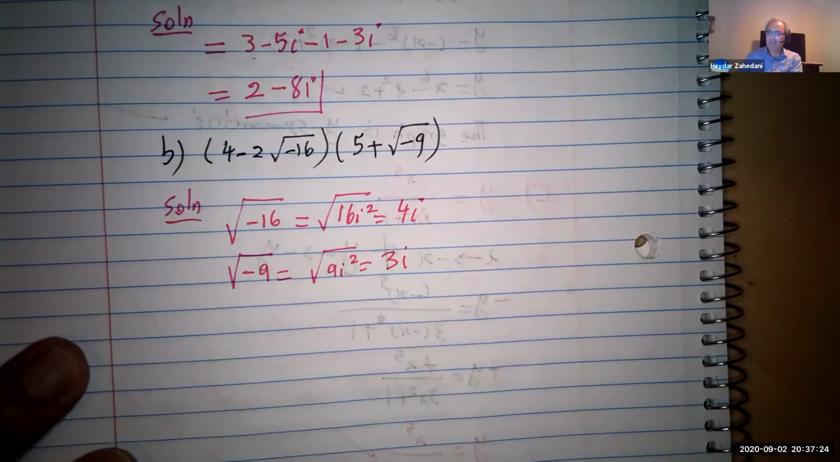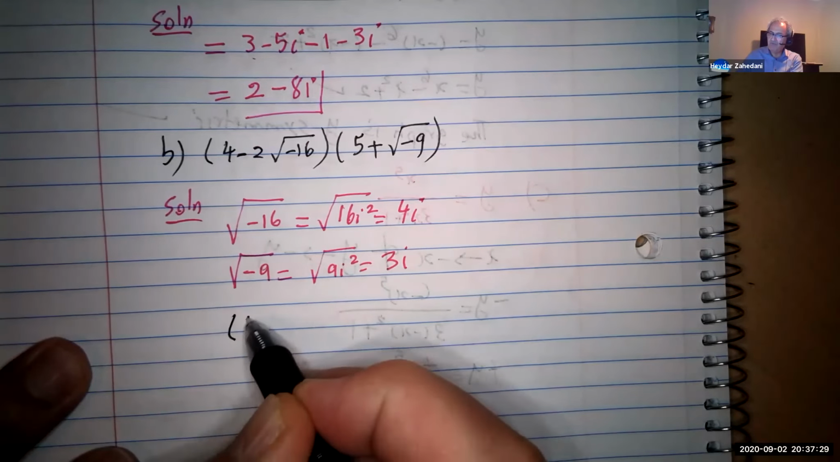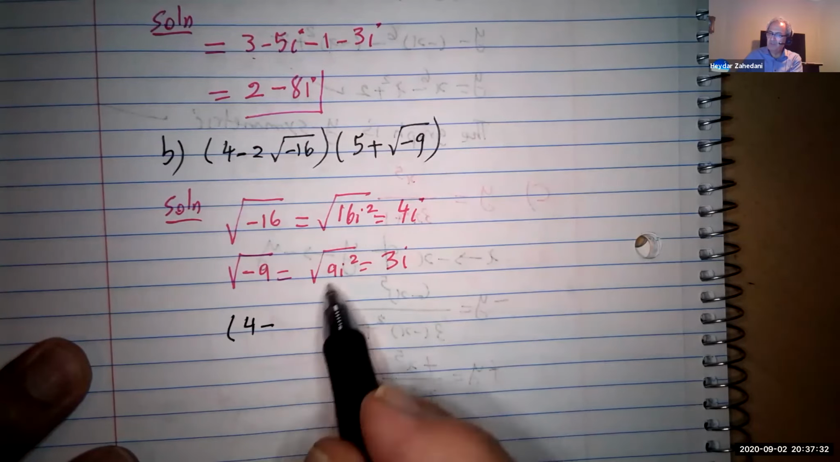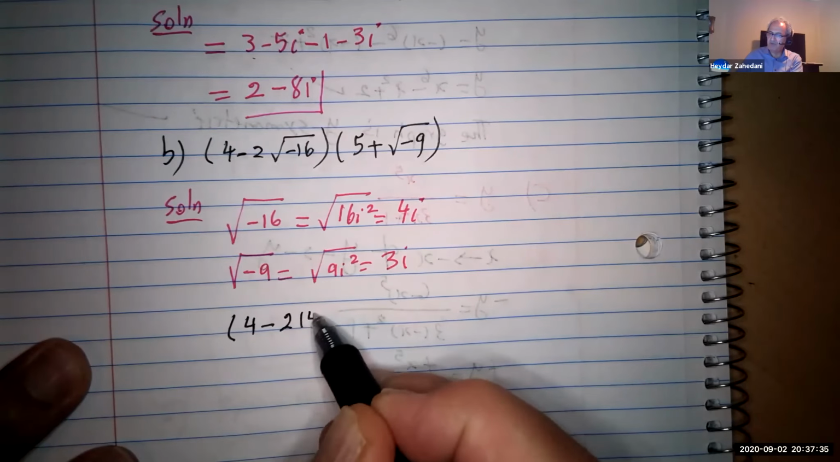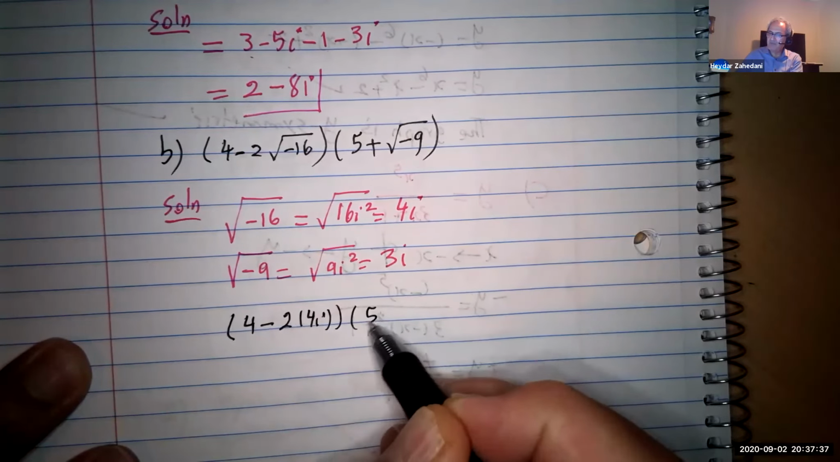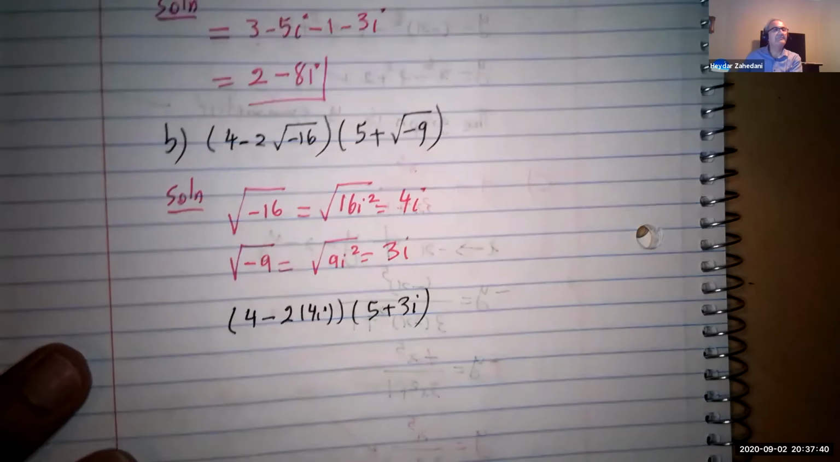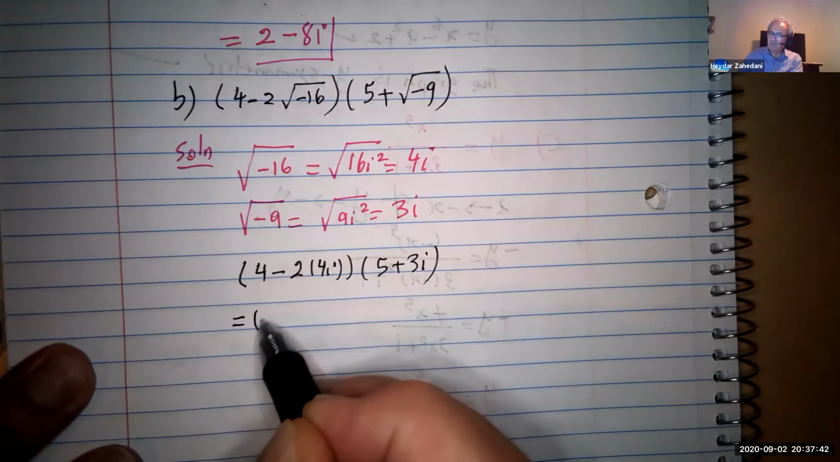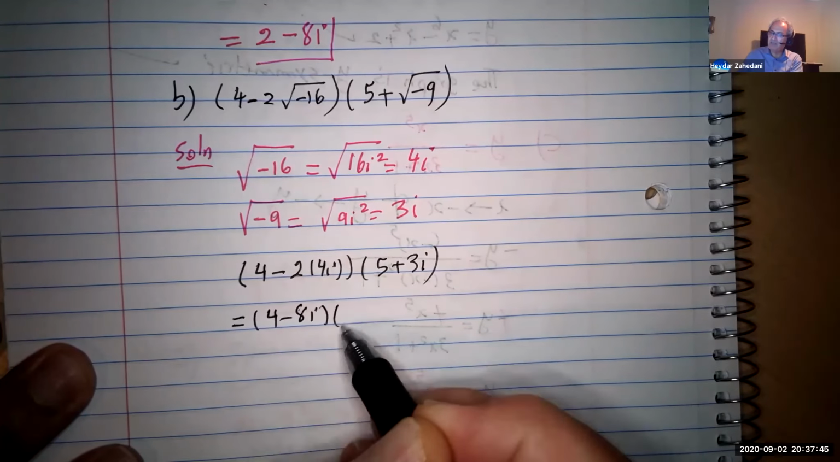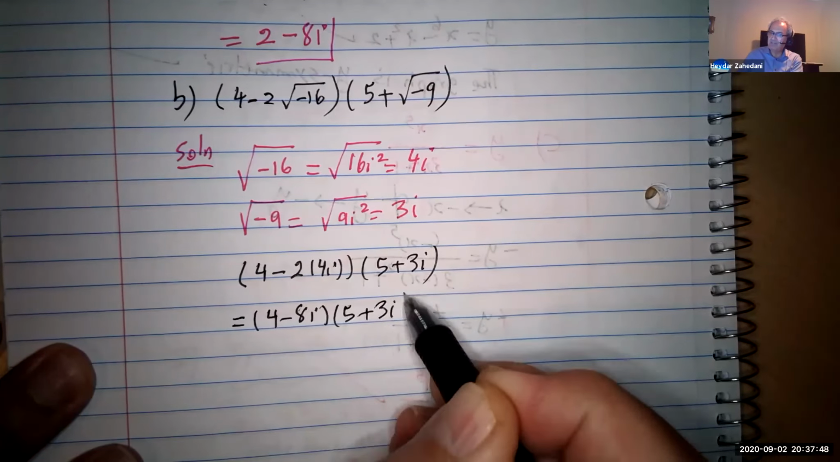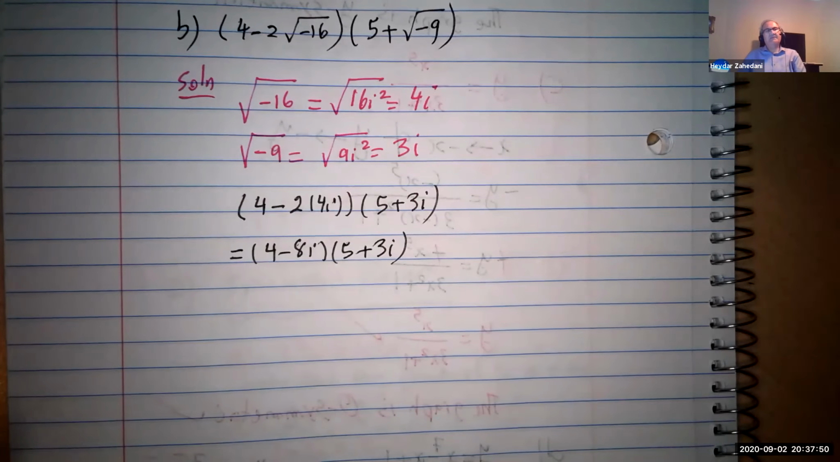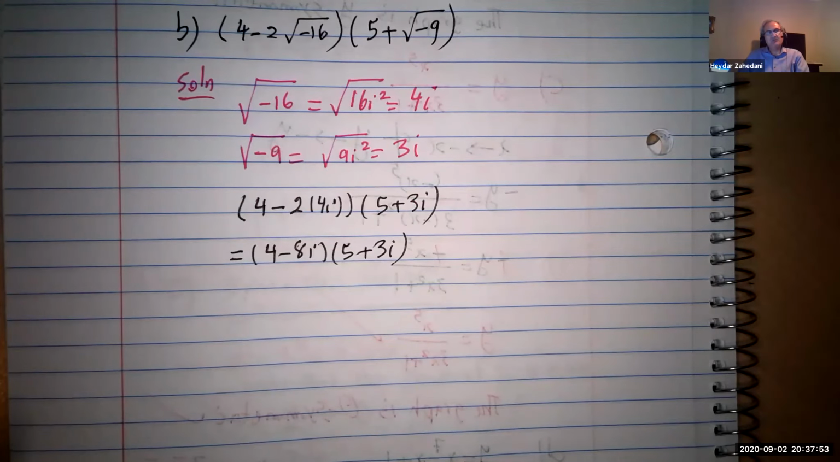So we go back, and what we have is 4 minus 2 times 4i, and this is going to be 5 plus 3i. 2 times 4 would be 8, so you get (4 minus 8i) times (5 plus 3i). You see, that's the extra job that we have. We have to switch those radicals, since they don't make sense, and change them to i. Now it's a product, so we just use the FOIL method to multiply it.